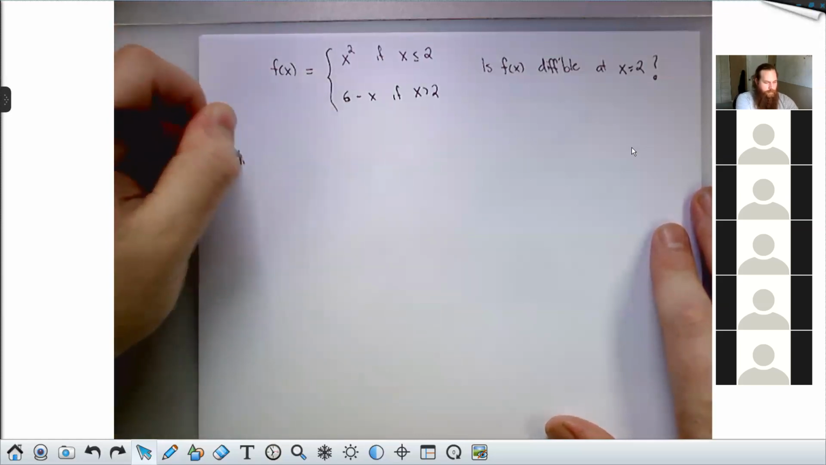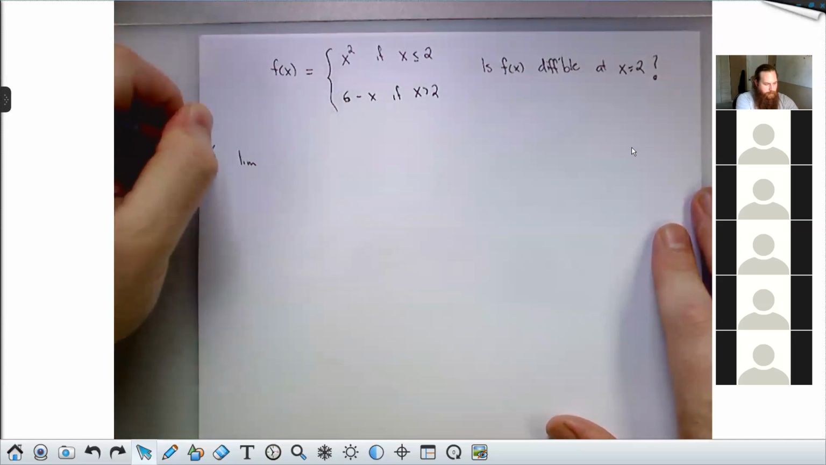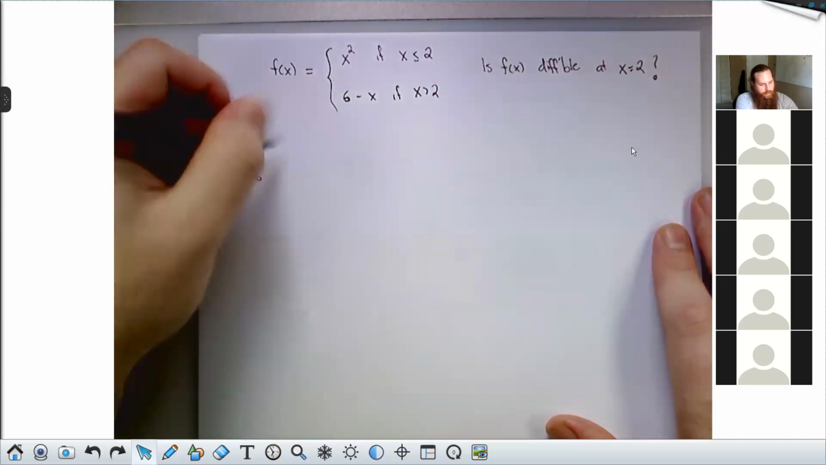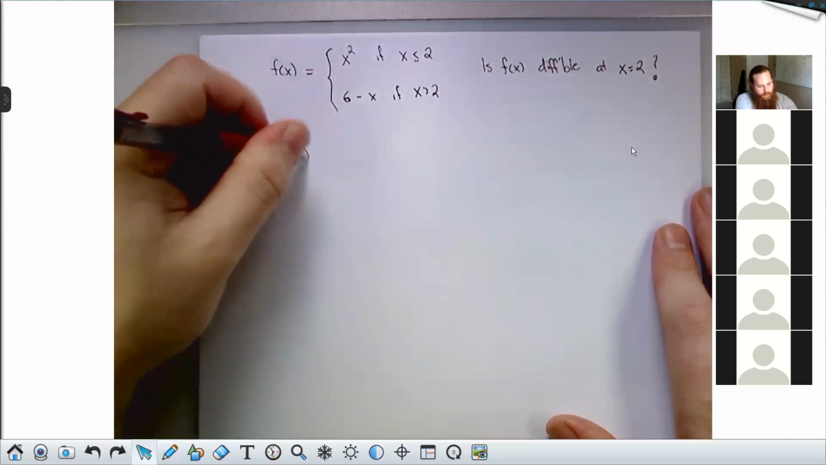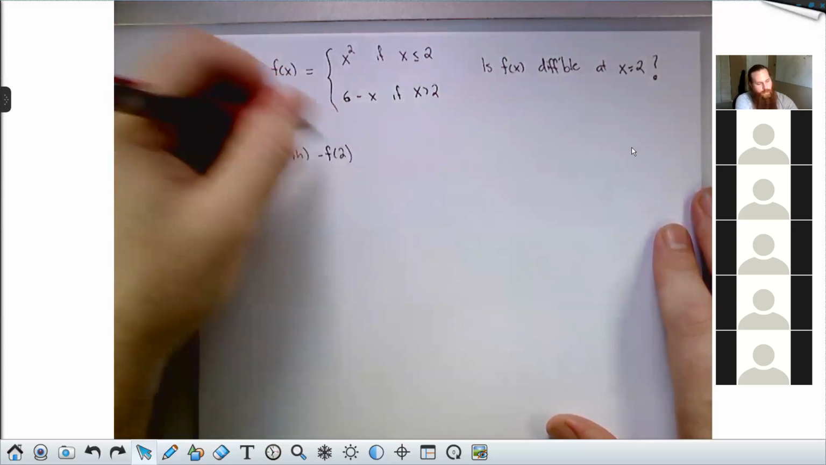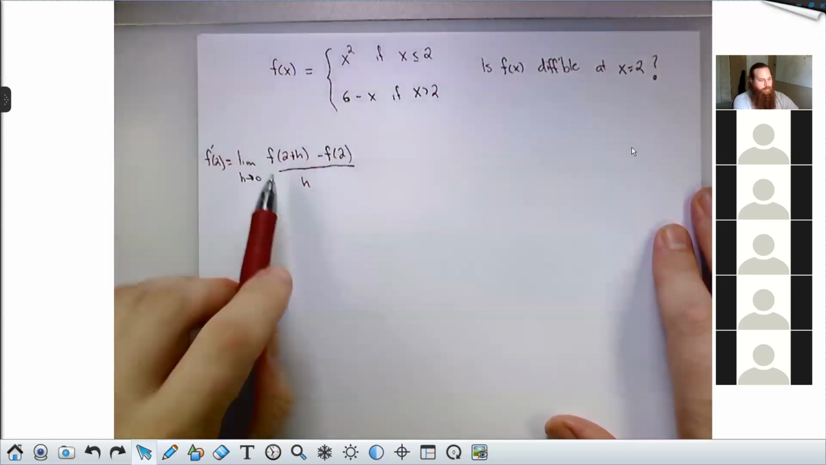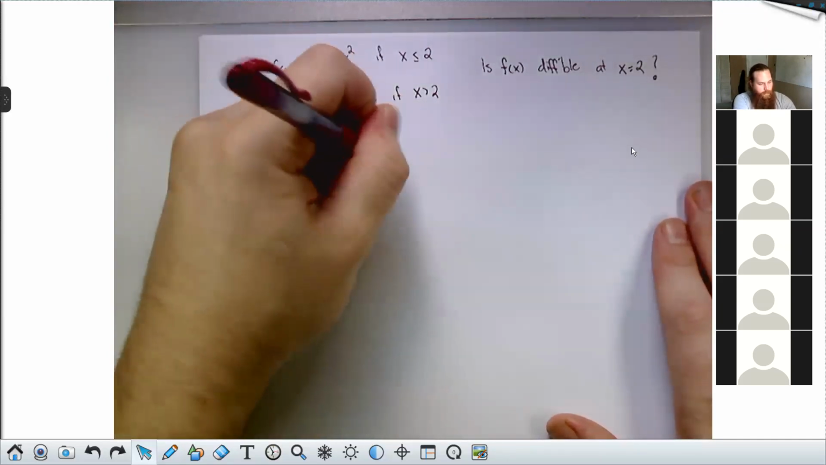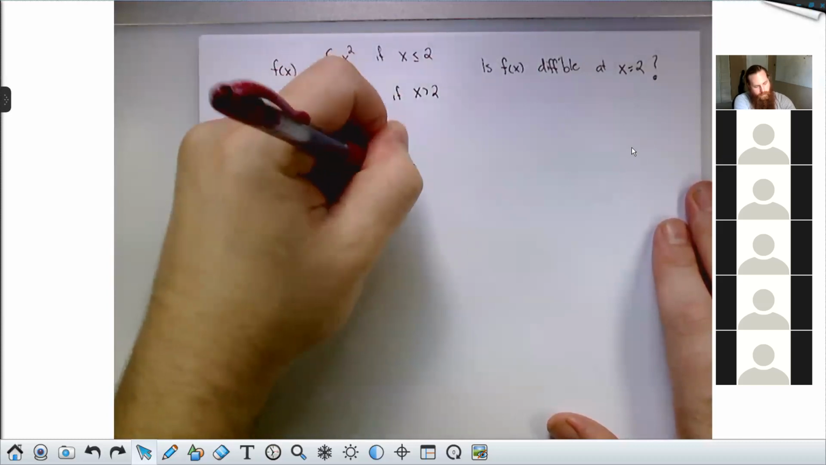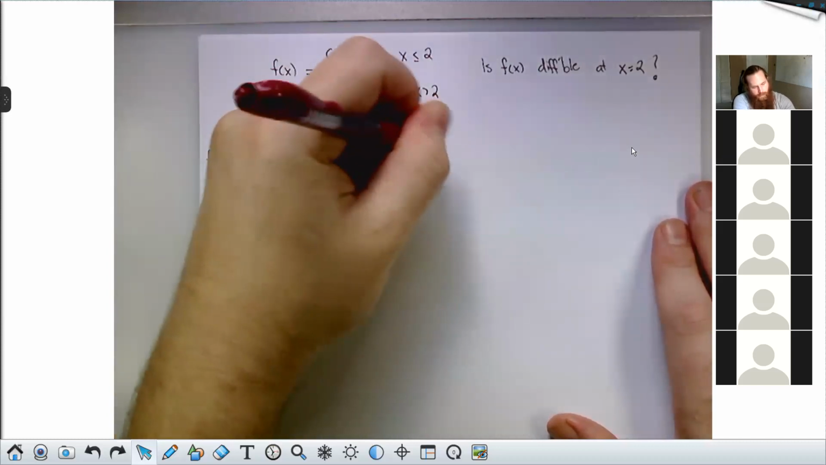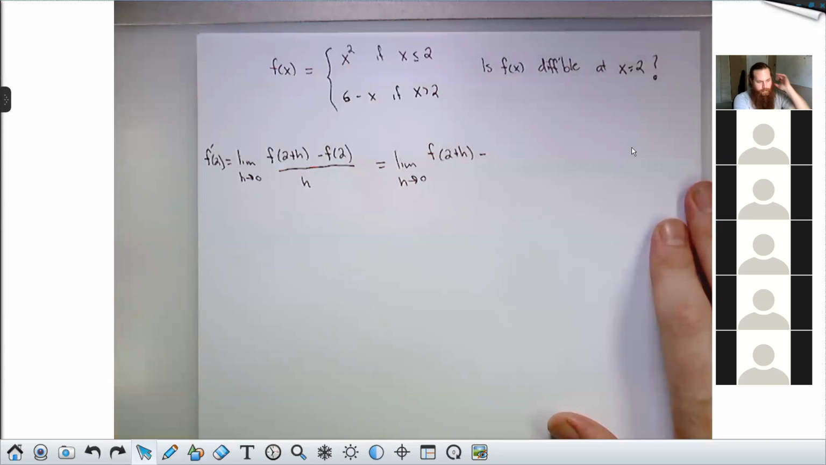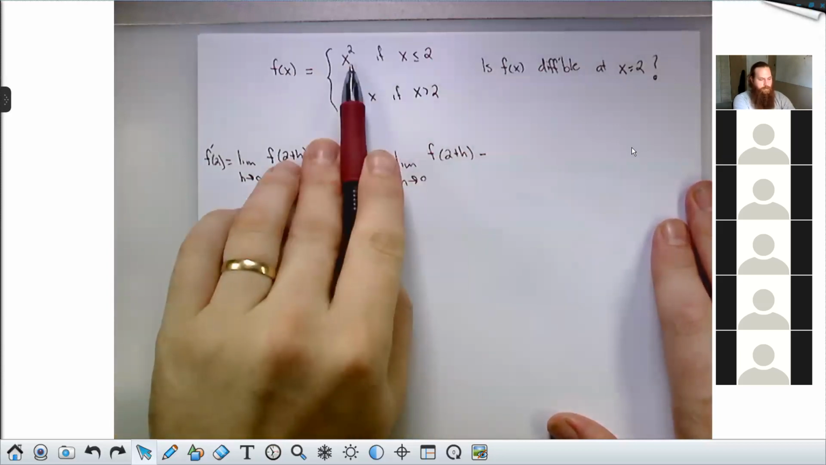So here, I need to look into what should be f primed of 2, which is the limit as h goes to 0, f of 2 plus h minus f of 2 over h. You see how the value where we're checking differentiability figures into the formula. F of 2 I know. F of 2 plus h is going to depend on whether we're going from the left or the right, but f of 2 itself is defined always to be 2 squared, which is 4.